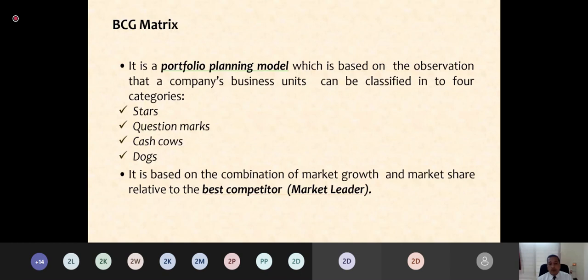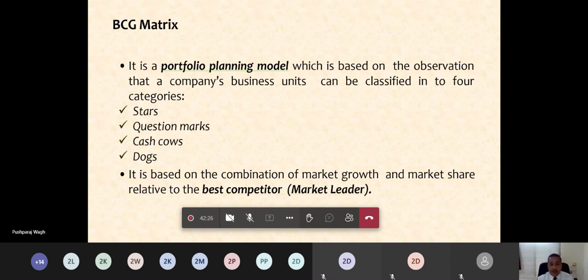relative to its best competitor, market leader. So we'll consider the market growth and market share relative to the best competitor. We'll have to find out who is the market leader in a particular industry, and then compare to him what is the market growth and market share, and with this we'll be able to categorize a particular business unit or particular product line into these four categories.